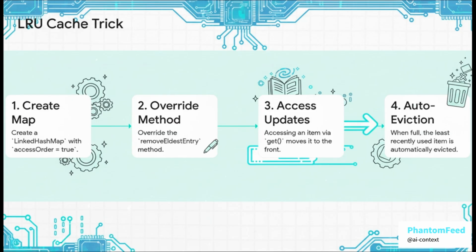Then, with one tiny method override, you get to step 4, automatic eviction. When the cache gets full, the least recently used item, the one you haven't touched in the longest time, just gets kicked out. It's an incredibly powerful cache in just a few lines of code.